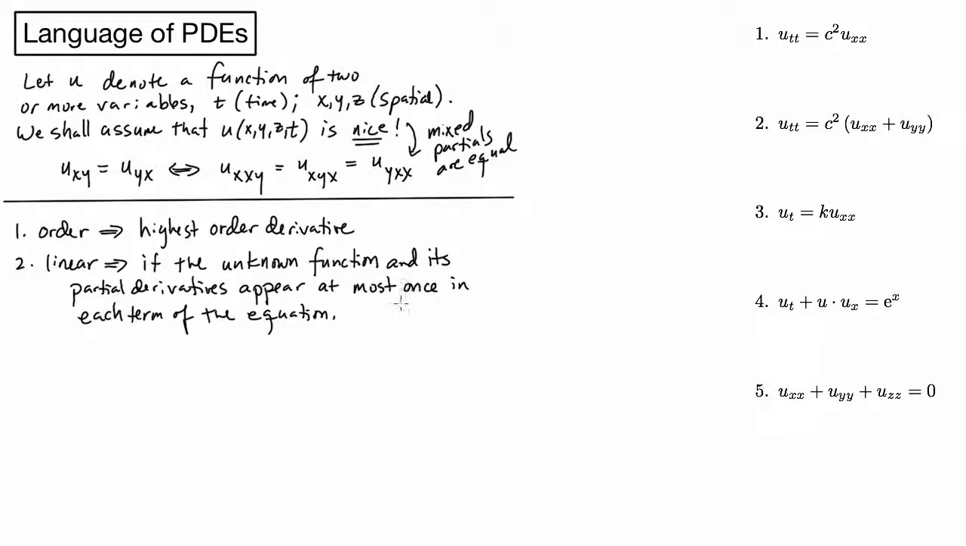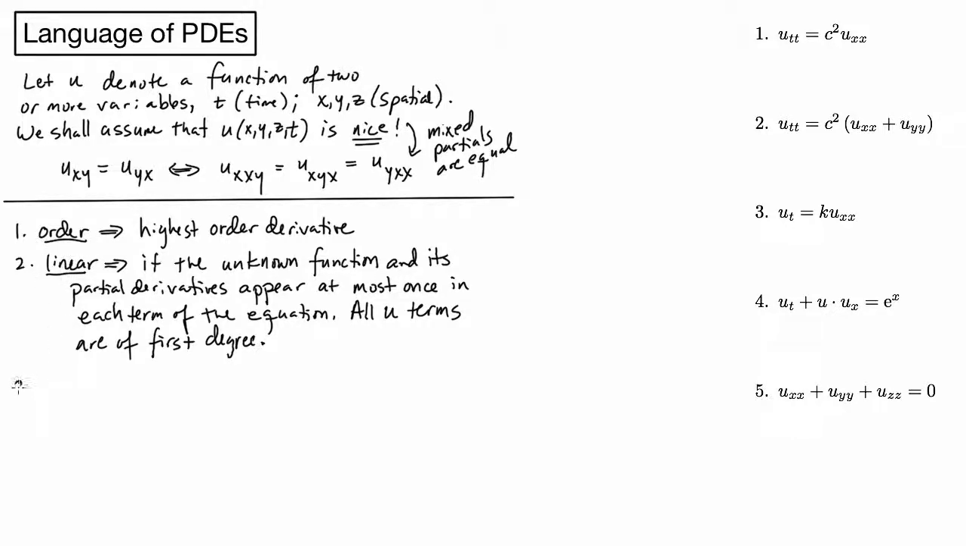The other thing is that all u terms are of first degree. What that means is we can't have things like u squared or the square root of u, only u to the first power. The same thing is true of the partial derivatives. I can only have the partial derivative u_t, the derivative of u with respect to t, to the first power. I can't take the square root of it, I can't square it, anything like that.